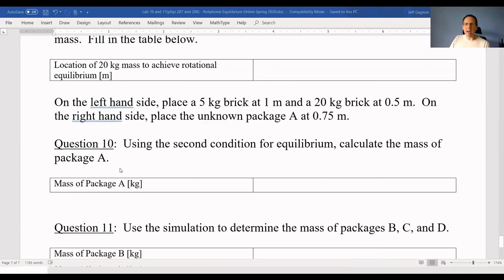Then for question 10, remember this is where we put the unknown package A at 0.75, and we put some bricks on the other side at 2 locations: 5 kilograms at 1 meter and 20 kilograms at 0.5 meters. So again, using the sum of the torques equals 0, the second condition for equilibrium, you're going to use that to figure out what the mass is of A. So you want to show me that calculation as well.